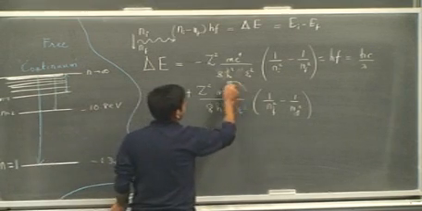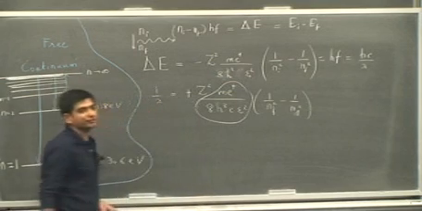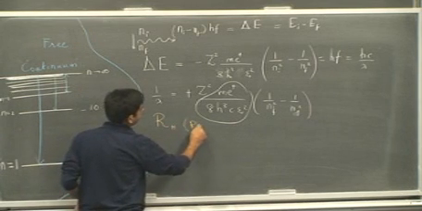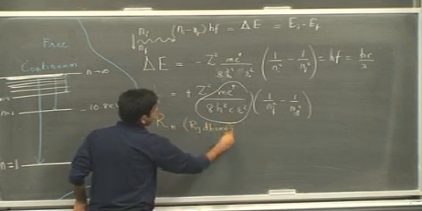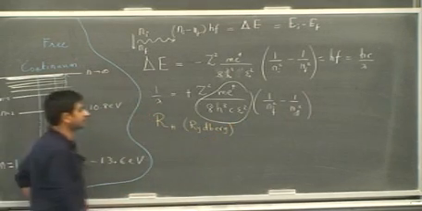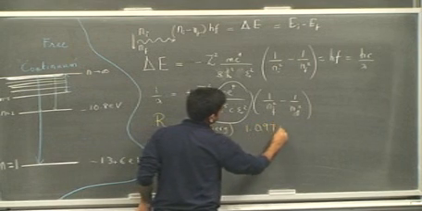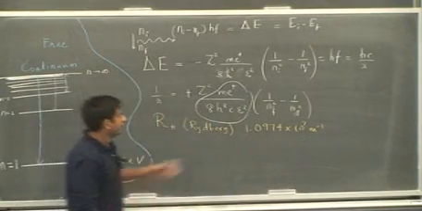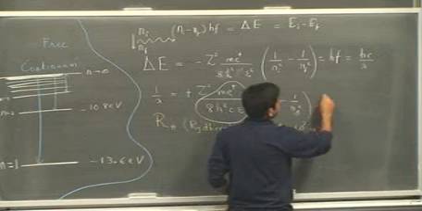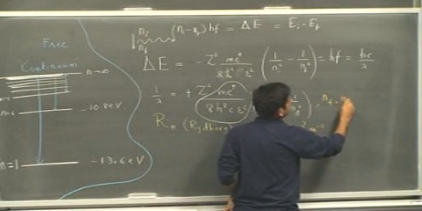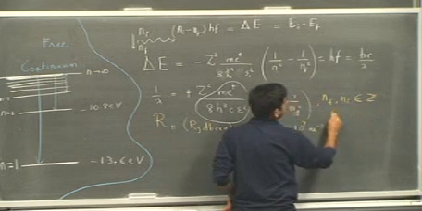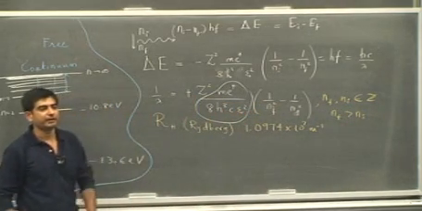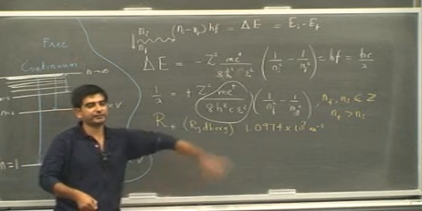This constant is given a special name. It's called the Rydberg constant for hydrogen. It has a value of 1.0974 times 10 to the power 7 per meter. And when we're talking about emitted radiation, n_i and n_f are both integers, and n_f is greater than n_i. If n_i is 3, n_f has to be 4, 5, 6, and so on.